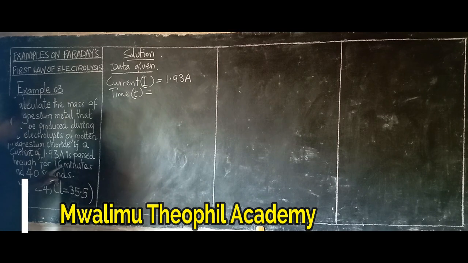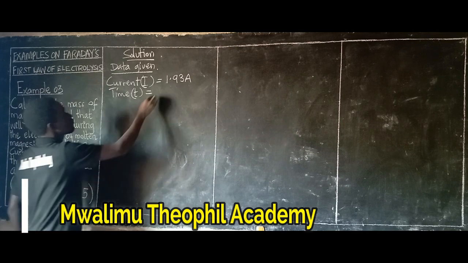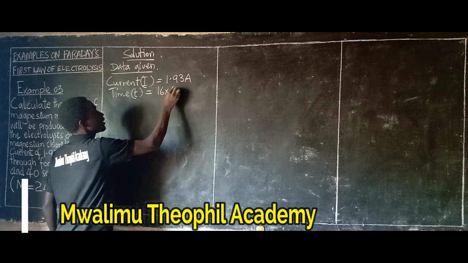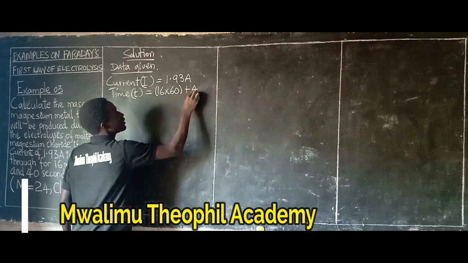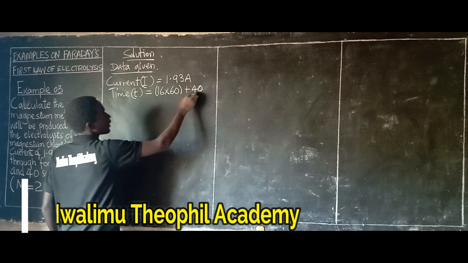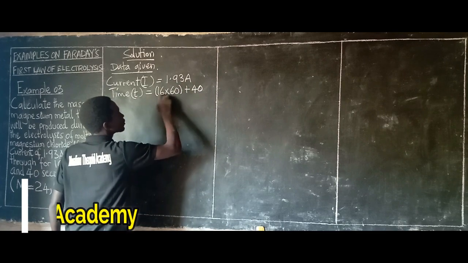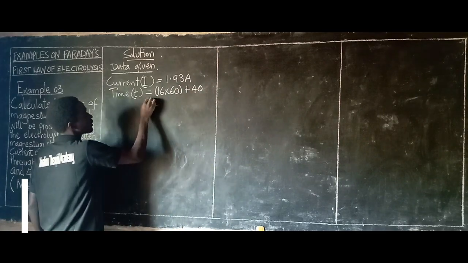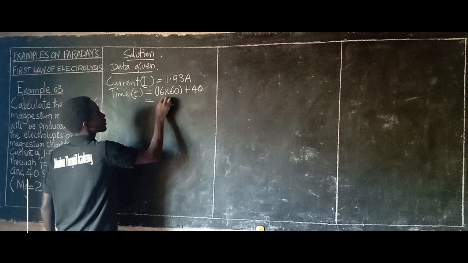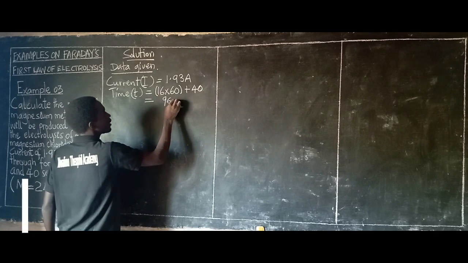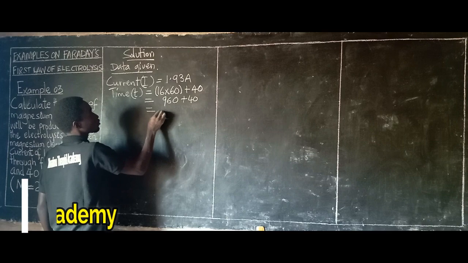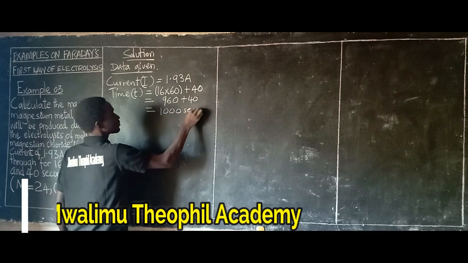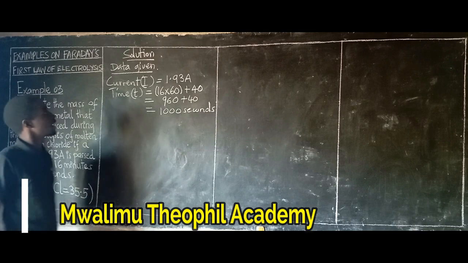So this is 16 minutes and 40 seconds. When you convert the minutes into seconds, you're going to have 16 minutes times 60. Now this will be in seconds, and the answer obtained is going to be added to 40. All of them will be in terms of seconds. When you multiply this, you're going to get 960 plus 40. This will be equal to 1000 seconds. So this is the given time.